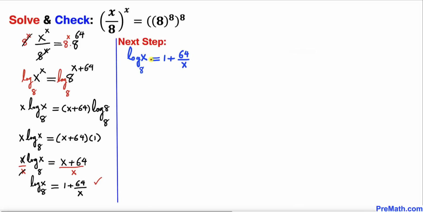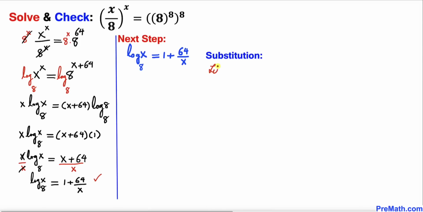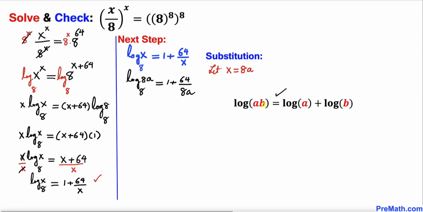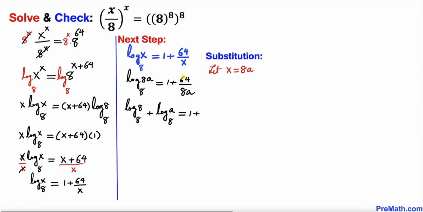Let's go ahead and manipulate this equation by substituting x by 8a. So let's suppose that x equals to 8 times a. So this equation is simply going to become log of 8 times a with the base 8 equals to 1 plus 64 divided by 8 times a. And now let's recall this famous logarithmic rule. According to this rule, our left hand side could be written as log of 8 with the base 8 plus log of a with the base 8 equals to, on the right hand side, 1 plus this could be reduced to 8 divided by a.